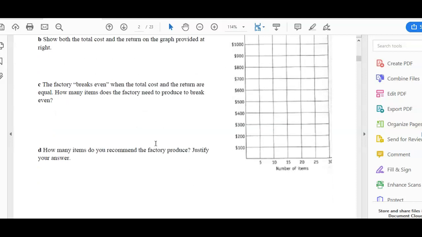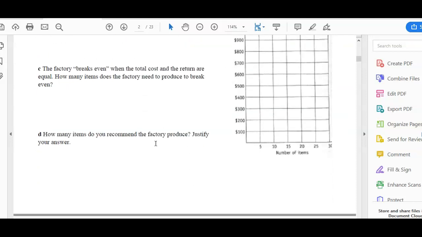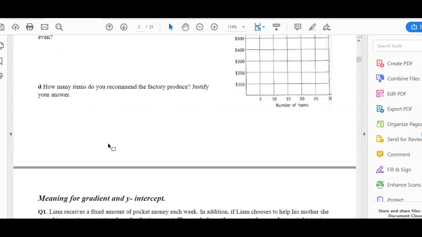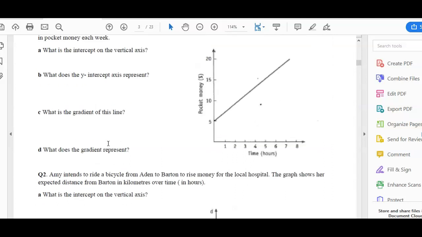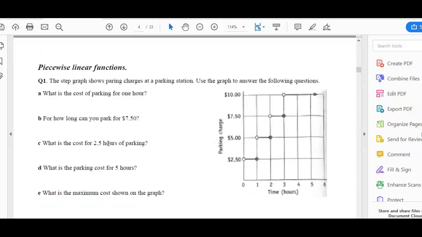How many items do you recommend the factory produce? Justify your answer. I would say 21 or at least 20. So then you're making some sort of profit. Okay, I'm going to pause there and I'll create another video in a sec. Actually, before I do, I just want to skip these two.